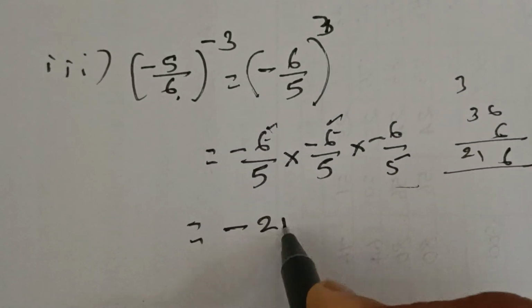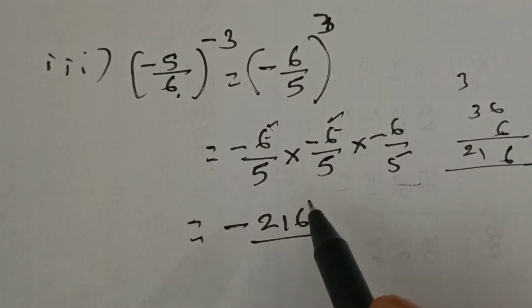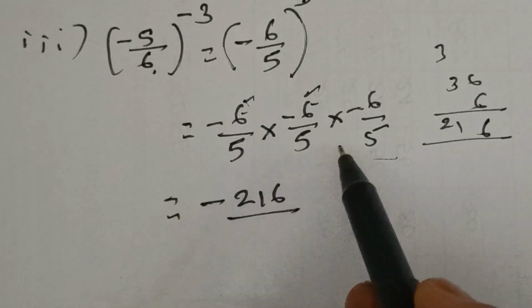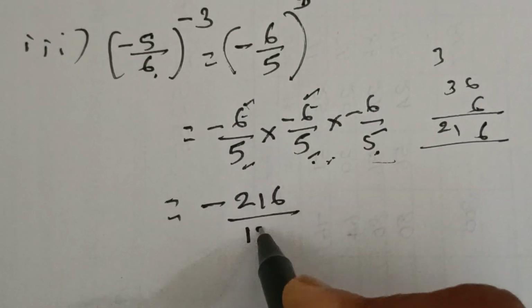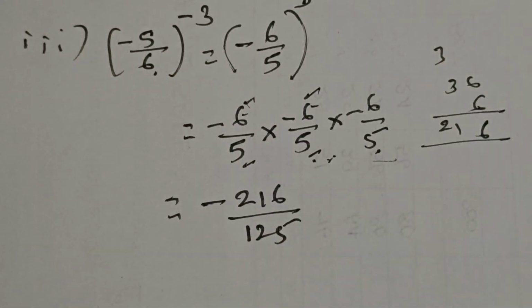It is 216. Multiply the denominators. 5 5s are 25. 25 into 5 is 125. So this is the answer for this question.